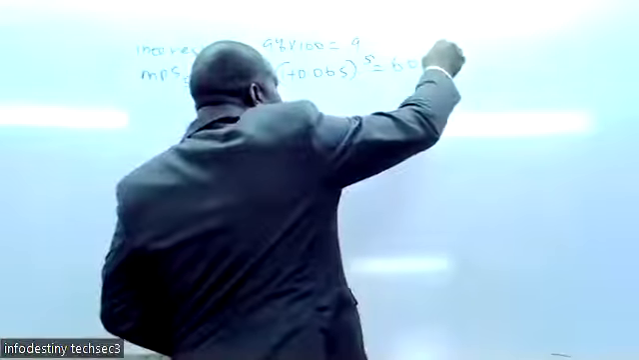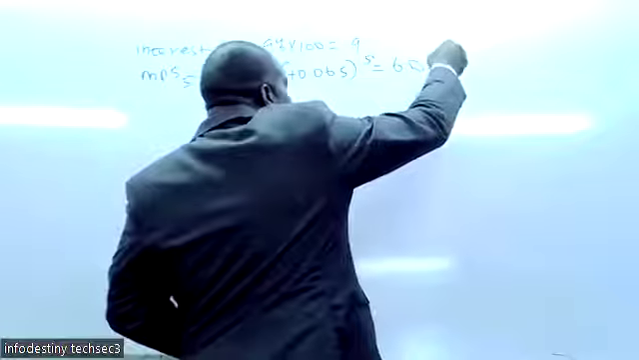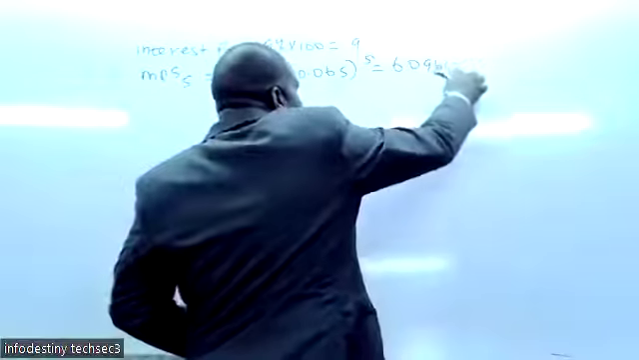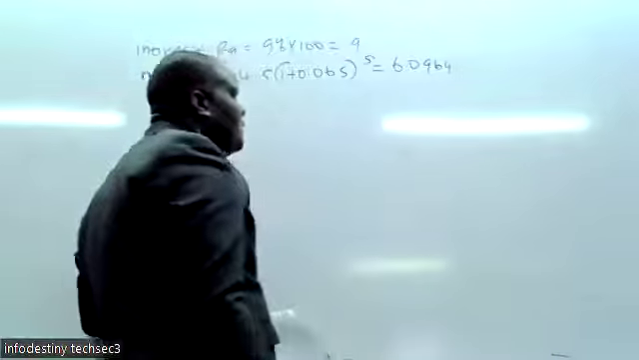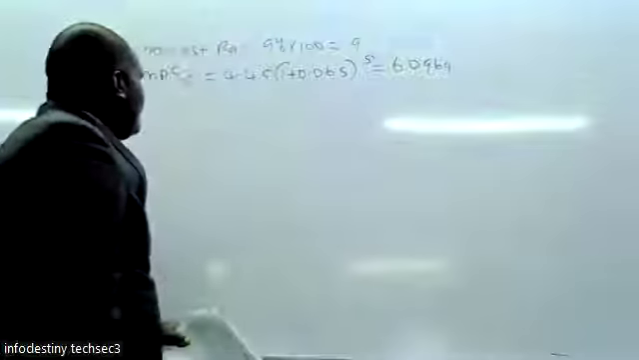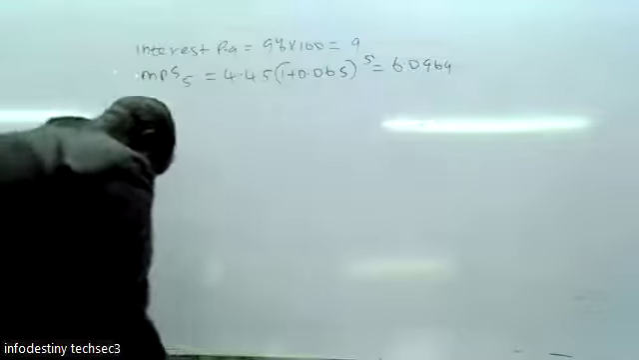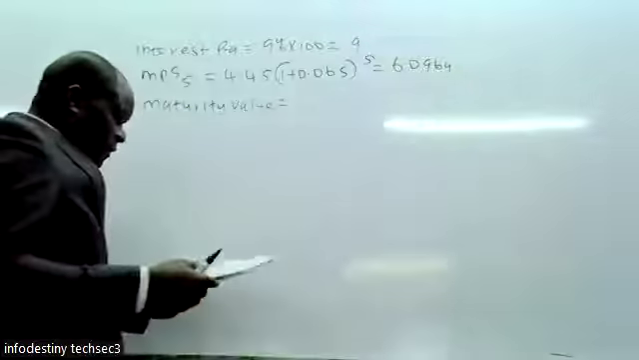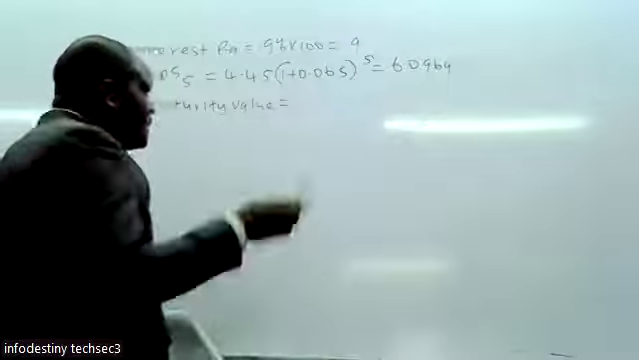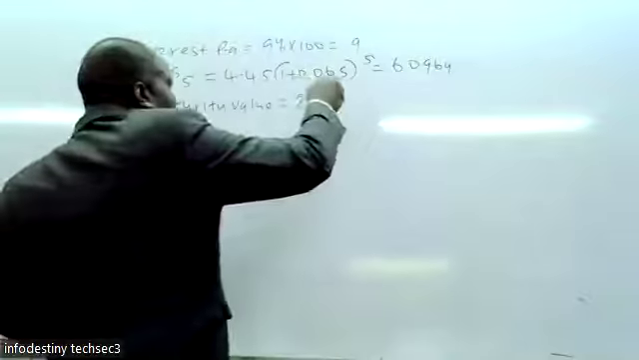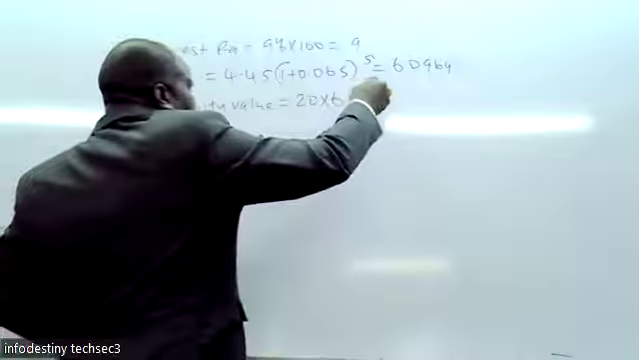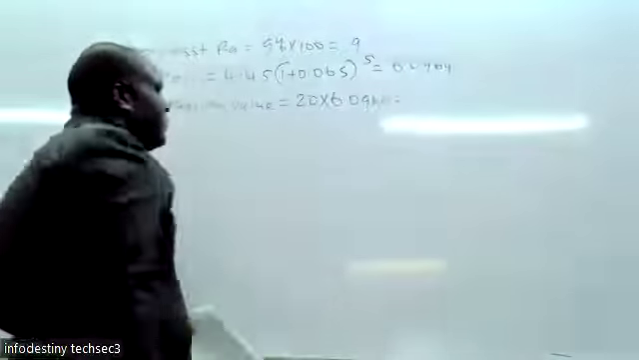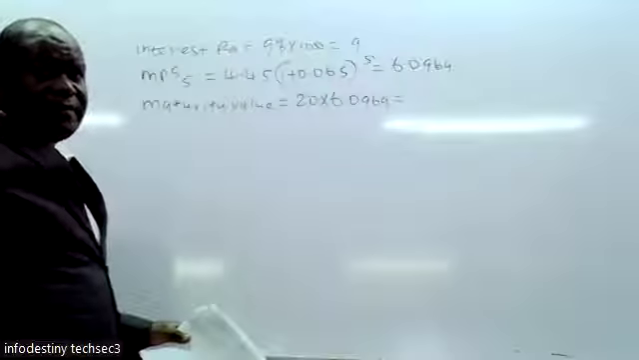6.0969. Then after that, to get the maturity value, it was converted into how many ordinary shares? Take 20 by 6.0969. So that we get now the maturity value.